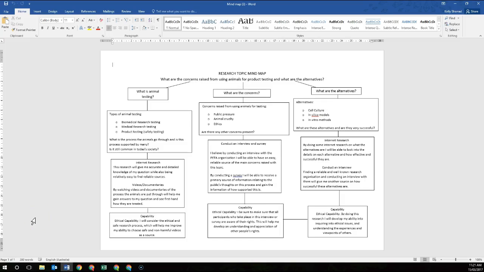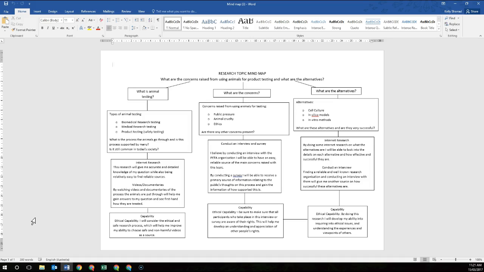Hi everyone, this is a tutorial on how to make a research project mind map. So now that you've completed your proposal and your Lotus diagram, we need to go into more detail about how you're going to actually plan your research to answer your question.